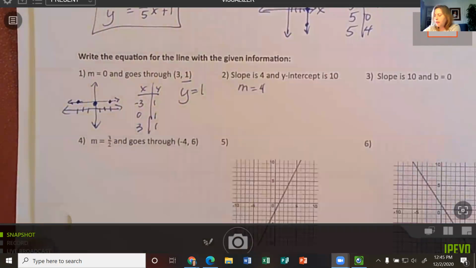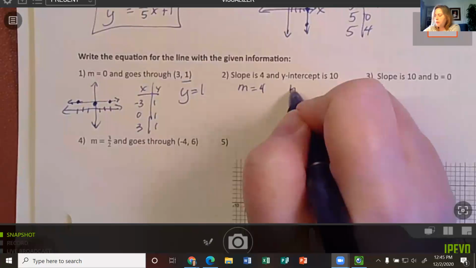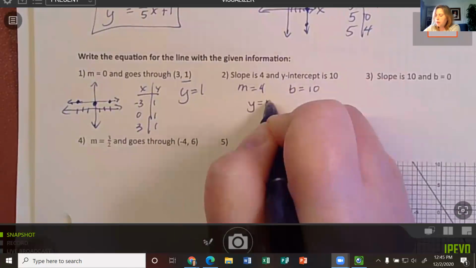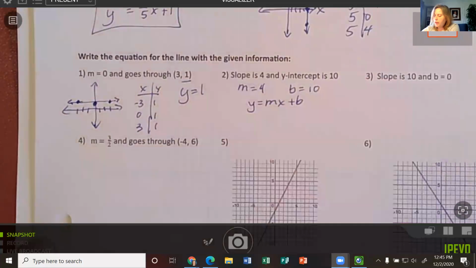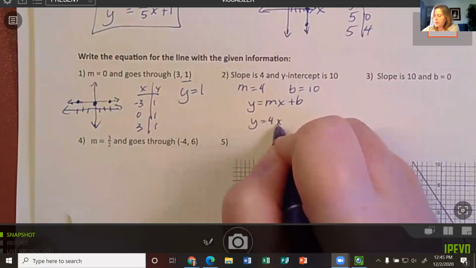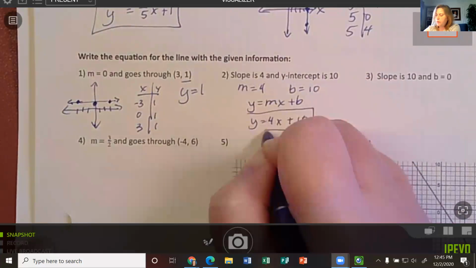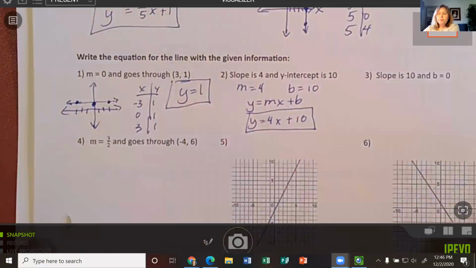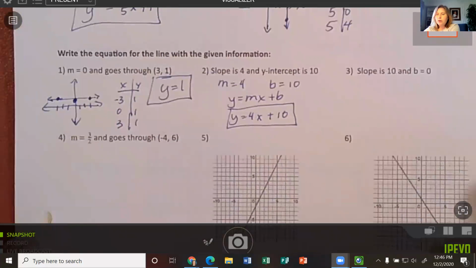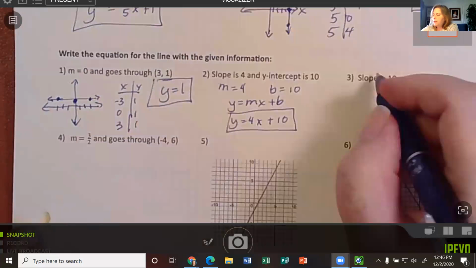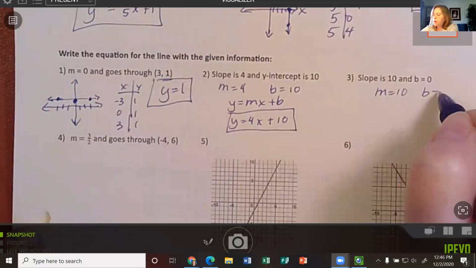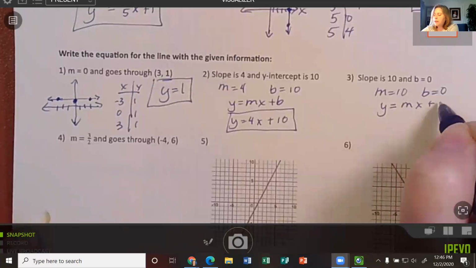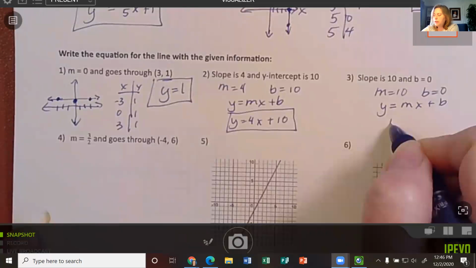Okay, number 2, they tell us the slope is 4, so m equals 4. Our y-intercept is 10, so we know b equals 10. We know slope-intercept form, y equals mx plus b, so we can write that equation, y equals 4x plus 10. Number 3, the slope is 10 and the y-intercept is 0. So m equals 10, b equals 0. Okay, so y equals 10x plus 0 would just be y equals 10x.